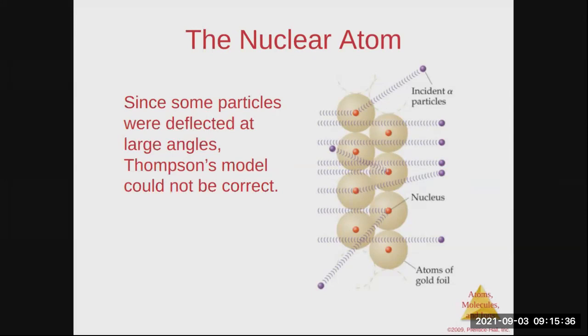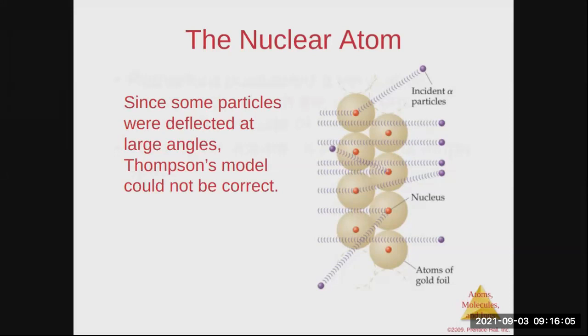So most of the particles are going through essentially empty space of a gold atom, but when the alpha particles hit the nucleus, they bounced off because they encountered something that was dense, solid, and they got hit in a new direction. Well, if that's the case, what Thomson proposed could not be correct. So let's see how we grew from this.